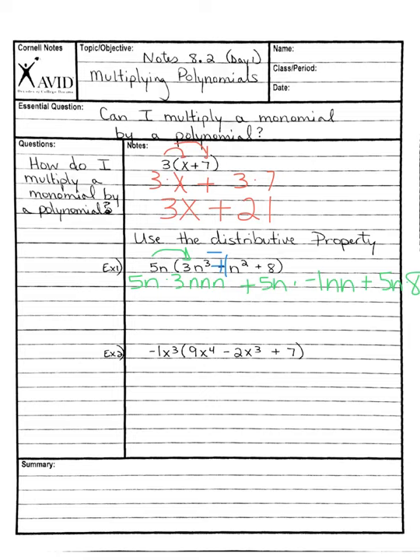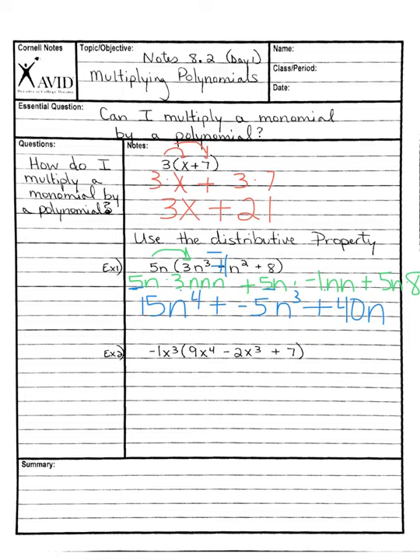So let's go ahead and start with the first one here. 5 and the 3 is just going to get us 15. And how many n's do we have? Well, we have n to the 4th power. When we're multiplying, we're really adding those exponents. Plus 5 times a negative 1 would give me a negative 5, and we have n to the 3rd power here. Plus 5 and 8 is 40 and 1n. And we cannot combine those because those are not like terms. Have to have like terms in order to combine.